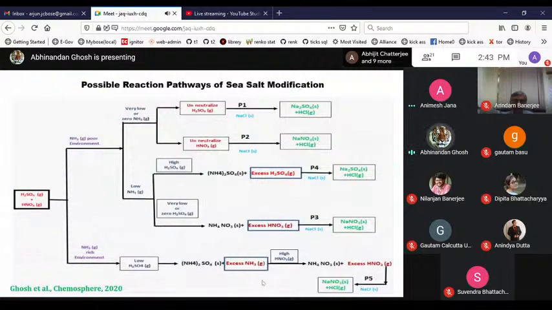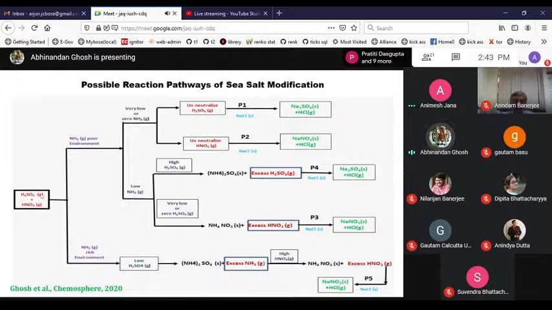Published this paper in Chemosphere this year. For the first time ever in the world, we have proposed five different in situ reaction mechanisms by which the inorganic acids, sulfuric acid and nitric acid, actually modified the sea salt, based on the stoichiometric condition of the acids and base, and based on the stoichiometric condition of the acid and basic vapors.